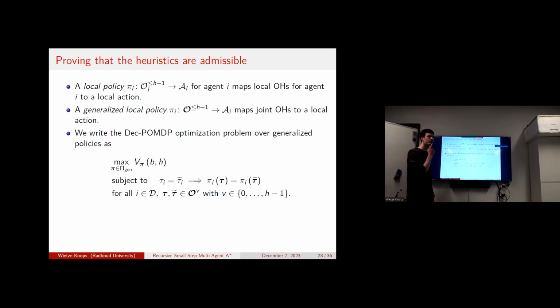So tau_i are the local observations of agent i? Yes. I have two joint observation histories, tau and tau prime, and I look at the local observation histories corresponding to agent i. If those two are the same, then the generalized policy has to take the same action on these two joint observation histories. And it has to hold for all agents and for all joint observation histories.